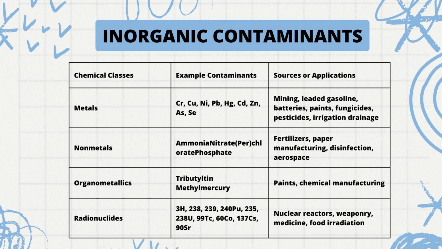The nonmetals, on the other hand, come from fertilizers, paper manufacturing, disinfection, or even aerospace. Next on the list are the organometallics. They have a role in catalysis and chemical synthesis, which is probably why their source comes from chemical manufacturing, like paints. And lastly is radionuclides. Sources encompass activities like nuclear power generation, nuclear weapon testing, medical applications, and certain industrial and research processes. So those are the common examples of organic and inorganic contaminants.